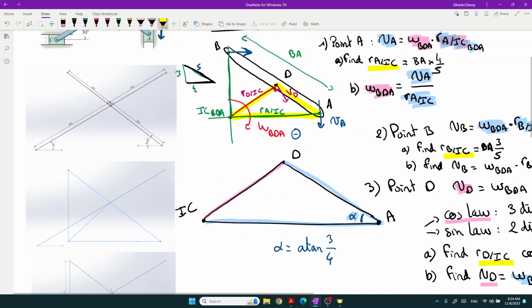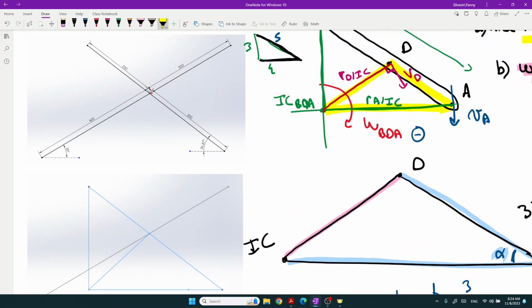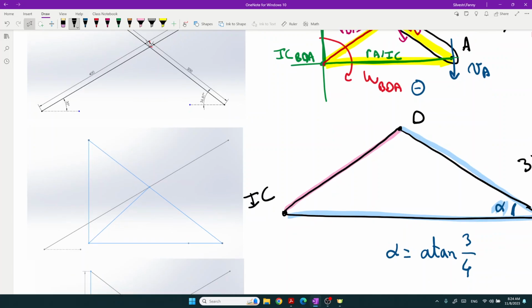So what I did is I went on SolidWorks again. I drew these lines, the distances, the angle. And this is my bar BDA. I drew the perpendicular line to the velocity VB, and the perpendicular line to the velocity VA, and I found the IC. And I drew the line from the IC to D, this one.